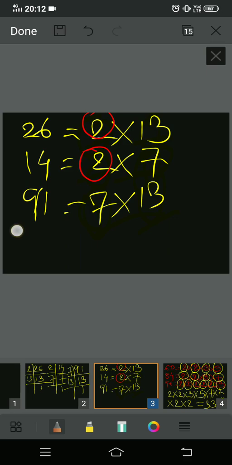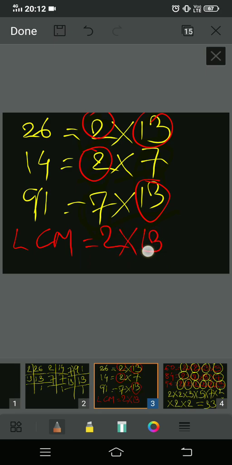So you will write here LCM is equal to 2, and then 13 and 13 is common here, so we'll write here 1 time 13, and then multiplied by, you can see 7 and 7 common here, you will write here 1 times 7. That is it, children. You will multiply 2 into 13 into 7 and you will get the answer 182. That is it. Okay, so that is it for question number B.